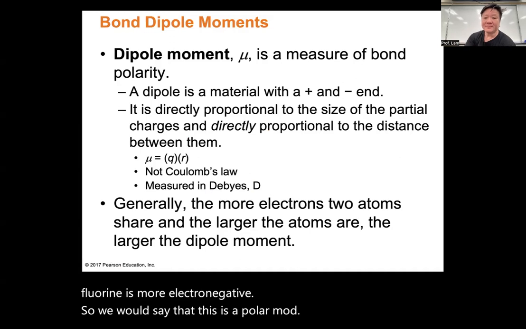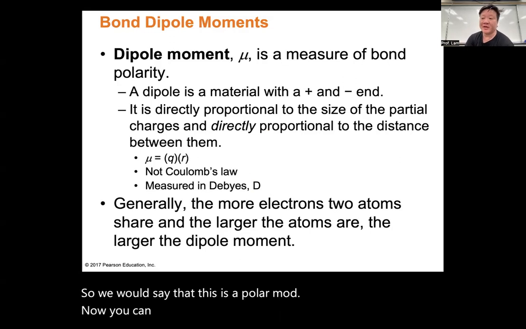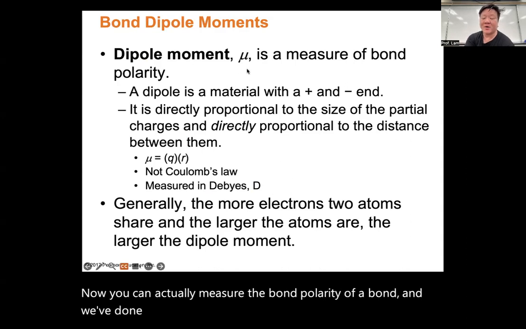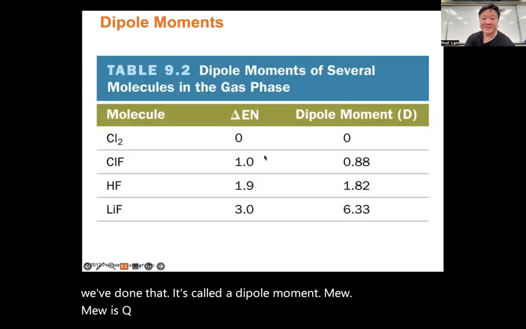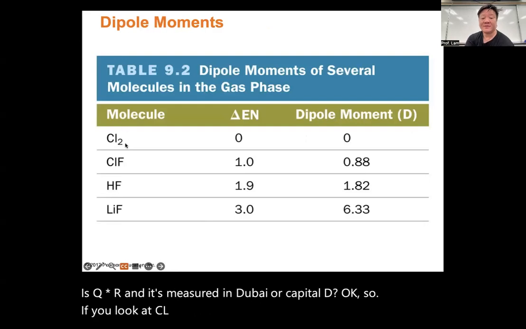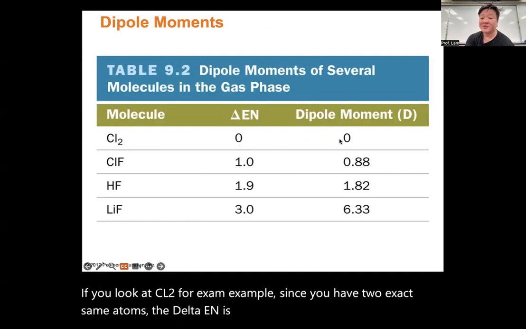Now, you can actually measure the bond polarity of a bond. It's called a dipole moment, mu. Mu is Q times R, and it's measured in debye, or capital D. If you look at Cl2, for example, since you have two exact same atoms, the delta EN is 0, so your dipole moment is 0.